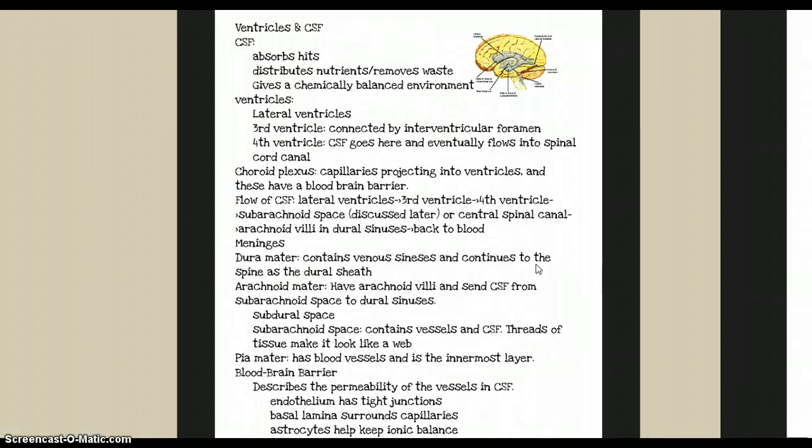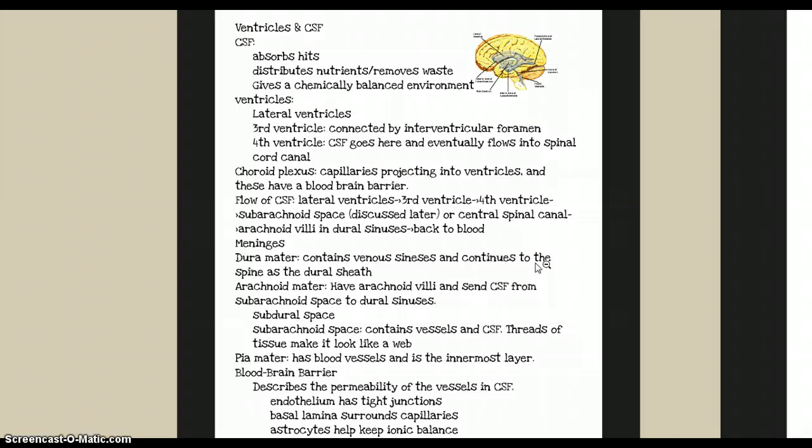Moving on. So ventricles and the cerebrospinal fluid. So let's first talk about the cerebrospinal fluid. Its functions are to absorb shocks to the brain, more like physical shocks, not nerve shocks. It distributes nutrients, removes waste, and gives a chemically balanced environment for the brain.